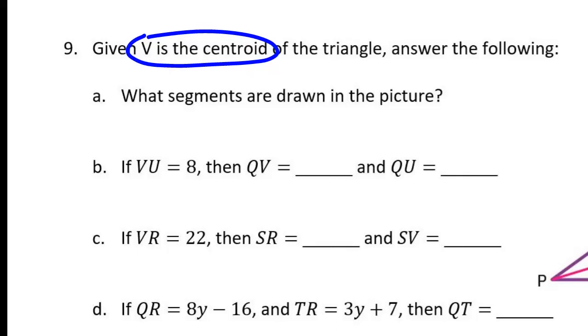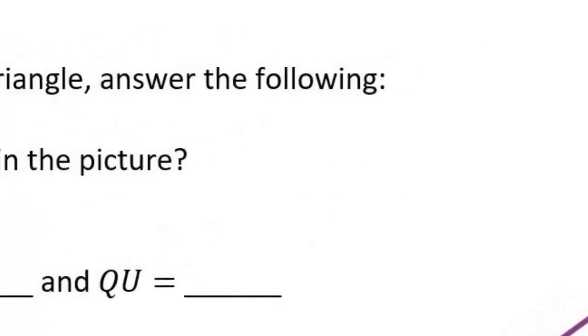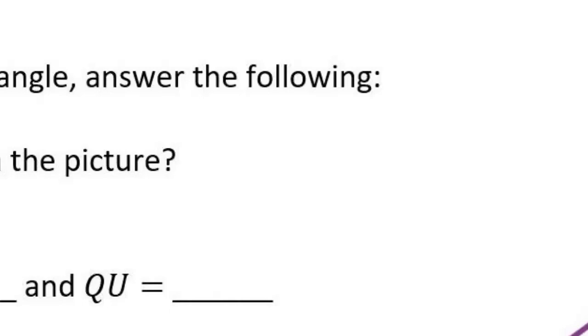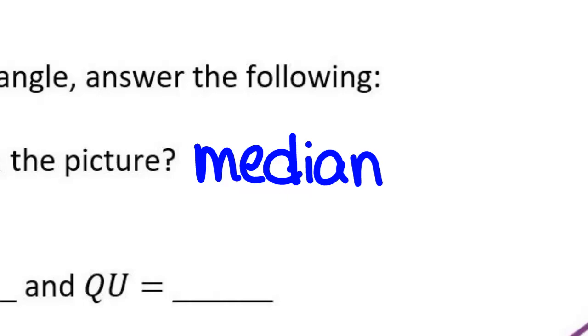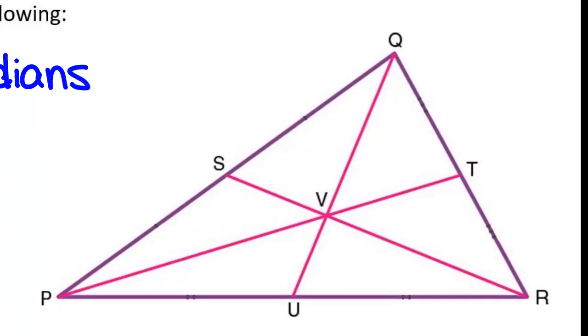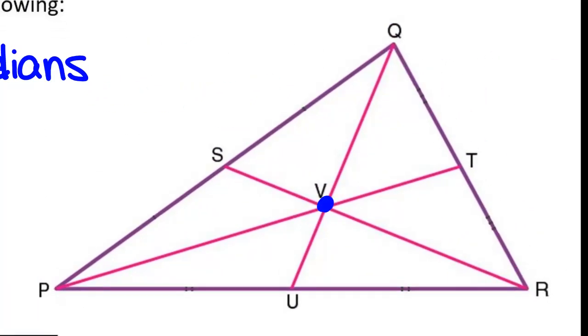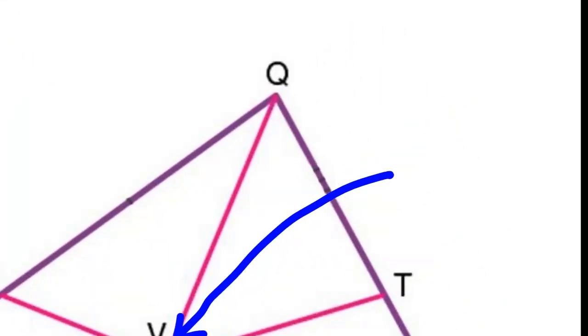How would you answer part A? What do we call these pink segments that are inside the triangle? Medians. The pink segments inside the triangle are medians. And I know that because it says V is the centroid. So this piece right here needs to be labeled as the centroid.